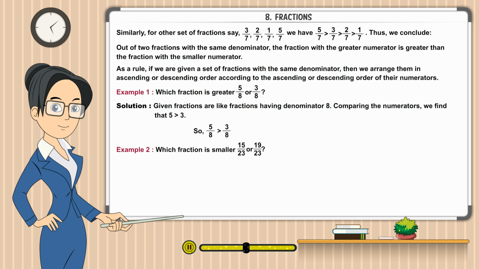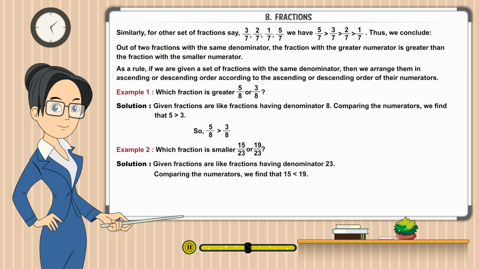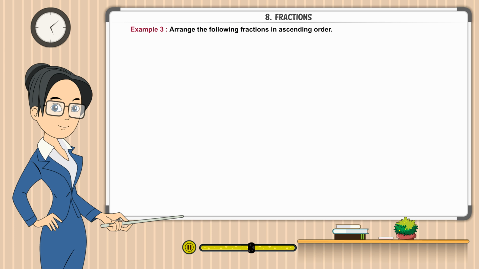Example 2. Which fraction is smaller, 15 upon 23 or 19 upon 23? Solution. Given fractions are like fractions having denominator 23. Comparing the numerators, we find that 15 is less than 19. Therefore, 15 upon 23 is less than 19 upon 23.